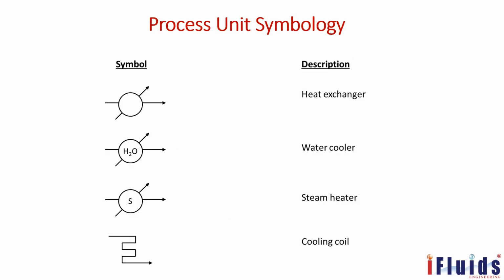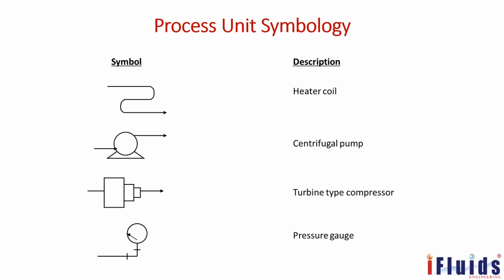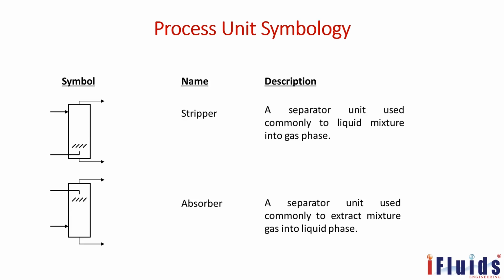These are different unit symbologies. I told you about the heat exchanger, water cooler, steam heater, cooling coil. If it is a water cooler, you have to write H2O inside. If it is a steam heater, steam should be inside. If it is some other heat exchanger, then it would be a common heat exchanger symbol. Then the heater coil, centrifugal pump, turbine type compressor, pressure gauge.